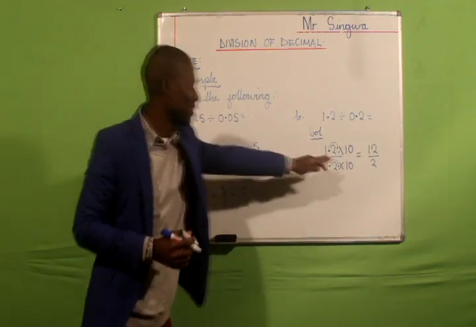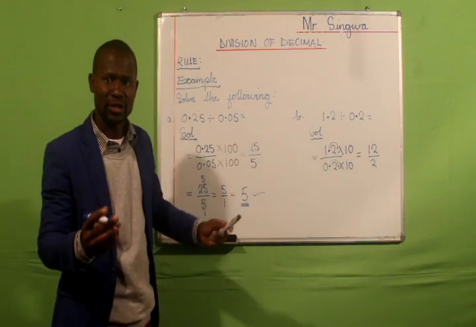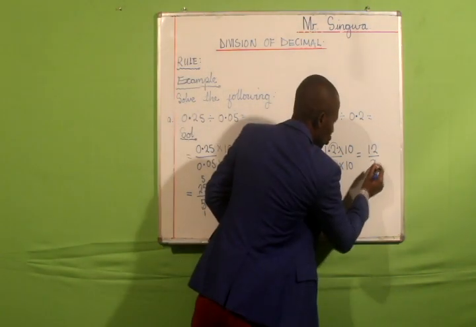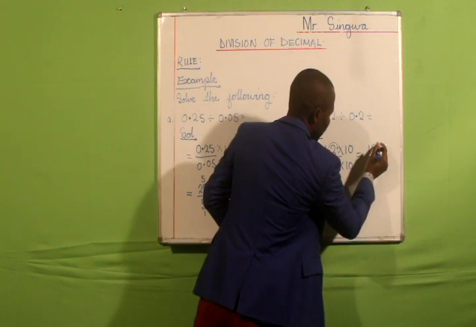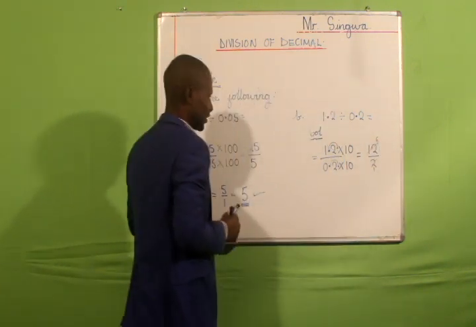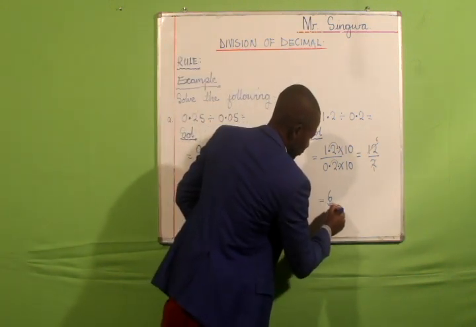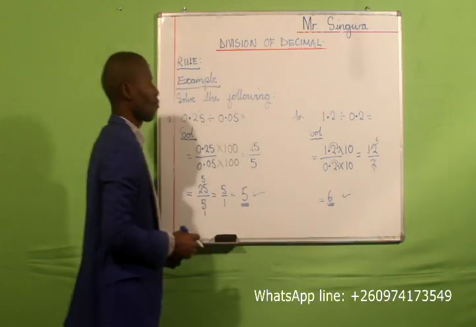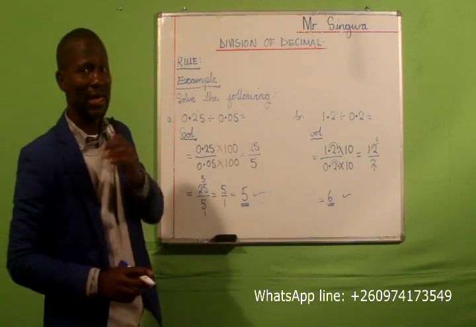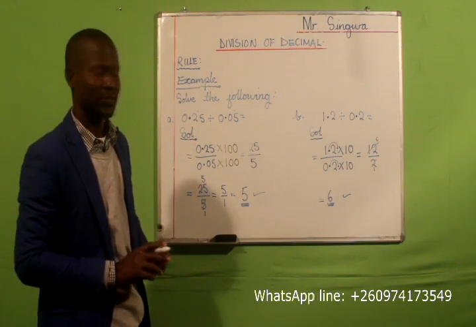And when we reach there, what you need to do is just the simple division, where you cancel 2 here, 1, 2 here, that is 6. So obviously the answer is going to be 6.